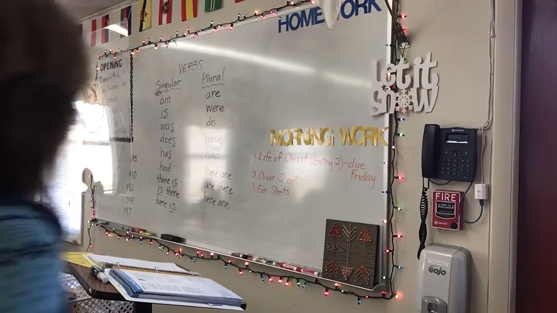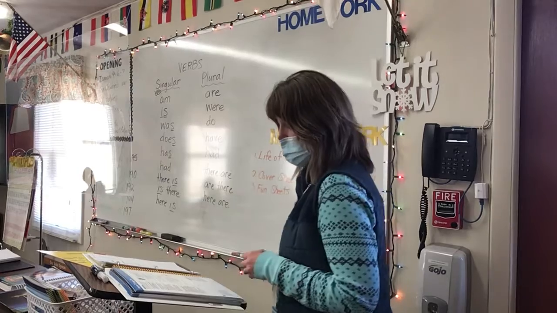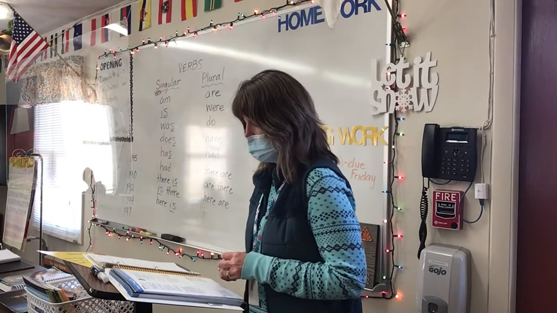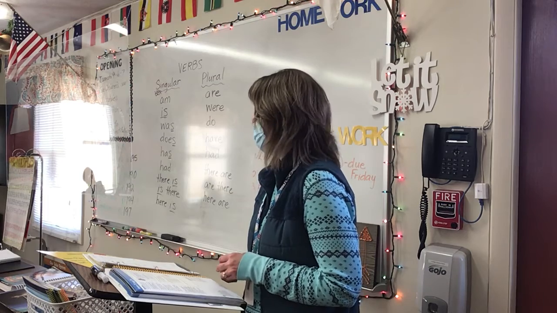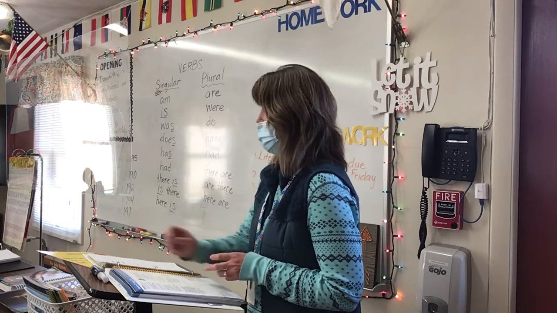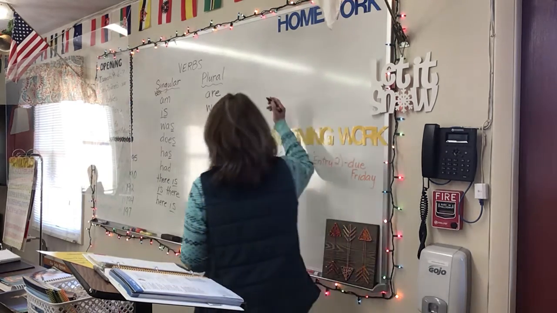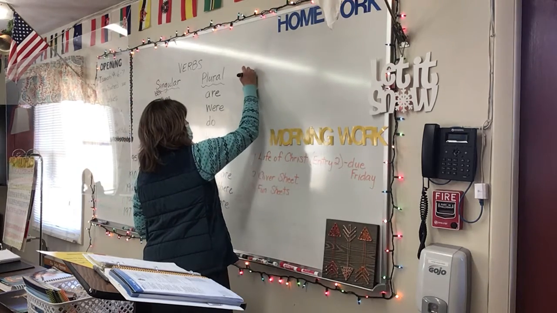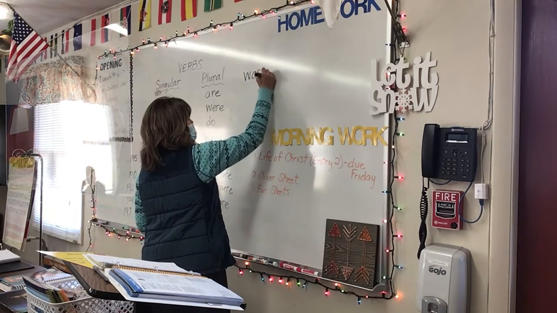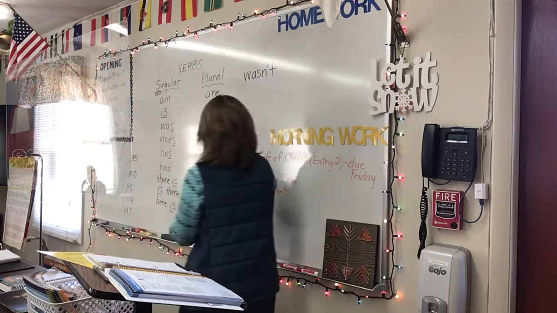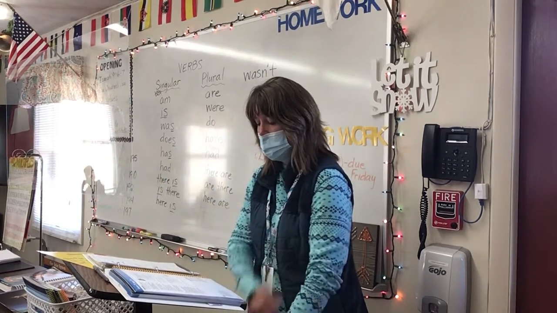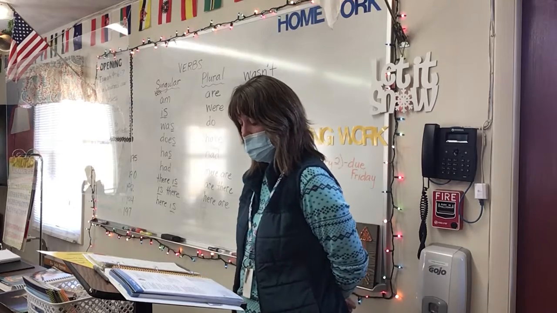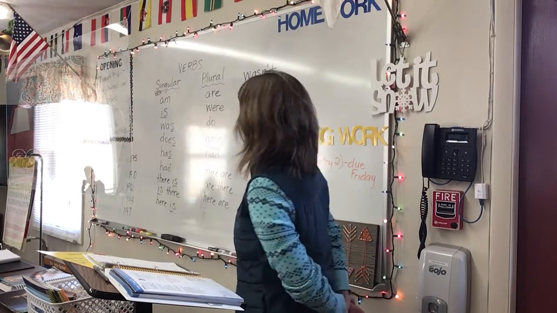Very good. At the bottom, you are going to write an interrogative sentence using the contraction for was not. Wasn't. So what's the contraction for was not? Wasn't. What kind of a sentence is interrogative? Asking questions. So you're going to write an asking sentence using the word wasn't.